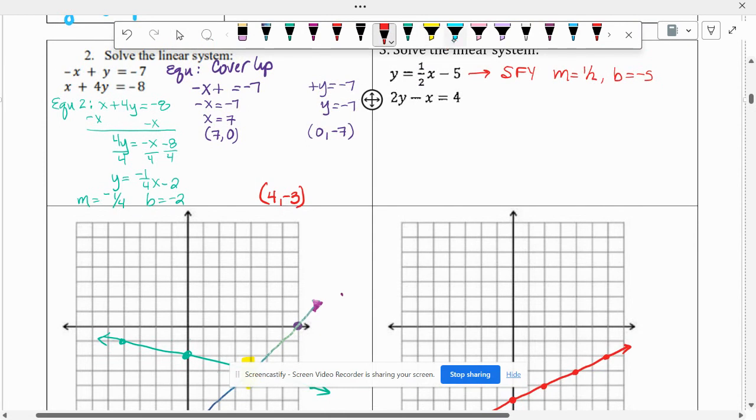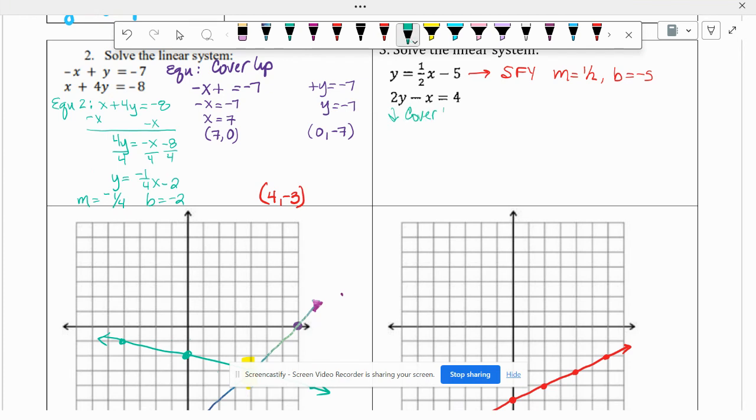This next equation, I can definitely use the cover-up method for this. So when I use the cover-up method, I have 2y minus x equals 4. Well, if I want to find the x-intercept, I cover up the y, and that leaves me with negative x equals 4. Divide both sides by -1. x equals -4. So that's the ordered pair -4, comma 0. When y is 0, x is -4.